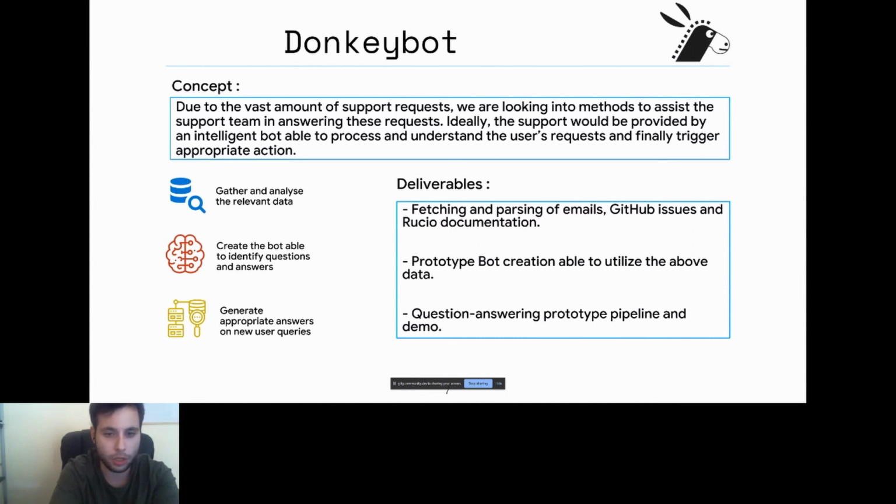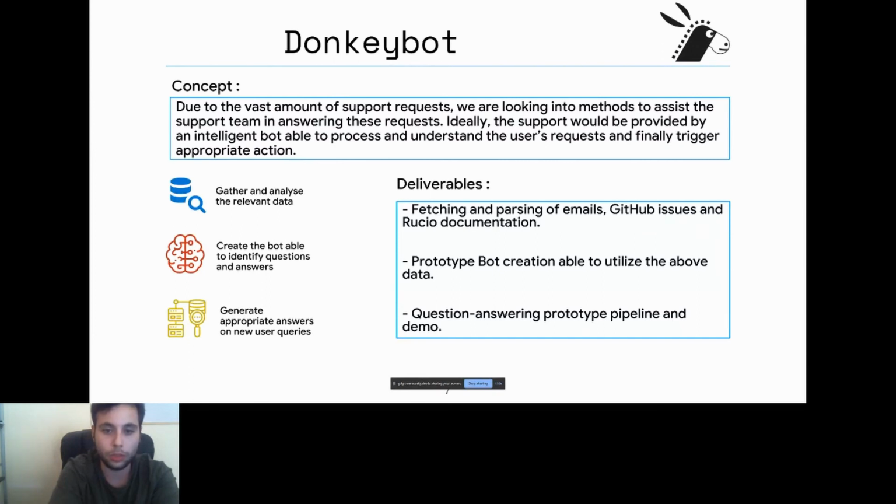And basically users, instead of asking you directly, can ask the bot if it has a good enough accuracy, and that can answer their request. So as far as the deliverables we had over the summer, and basically where DonkeyBot is right now, it's able to fetch, parse, and use as a knowledge base a subset of the support emails, any GitHub issues that are under our project, and the Rusho documentation.